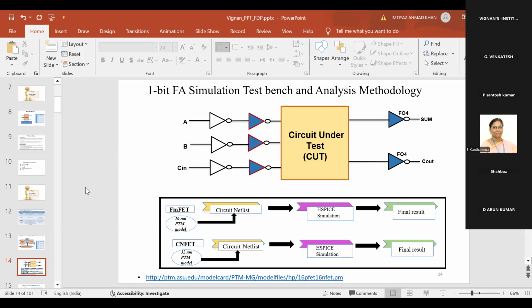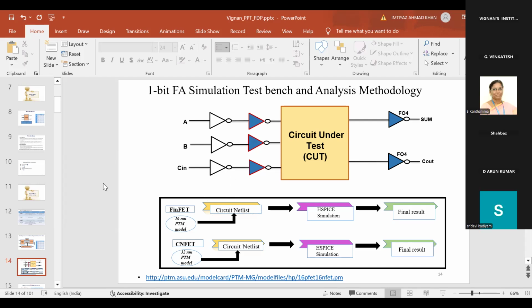But if you use Cadence Virtuoso or different tools, then this method changes. You need to generate a schematic instead of a circuit netlist. After you generate the schematic, you will finally get the result, and after getting the result, you will draw the layout of the circuit.